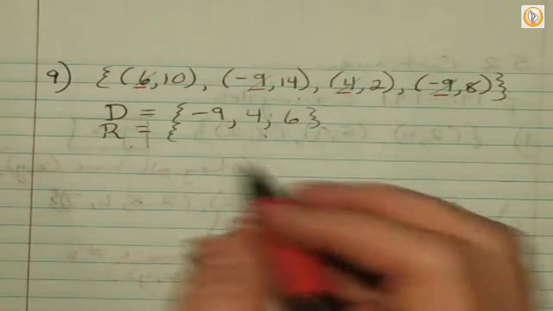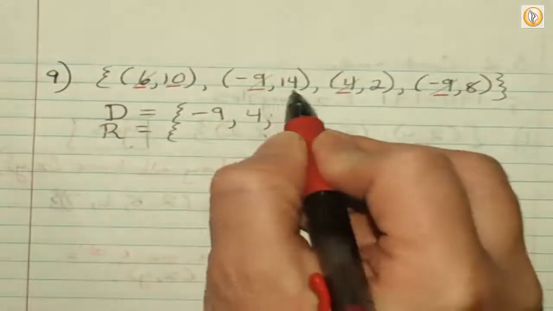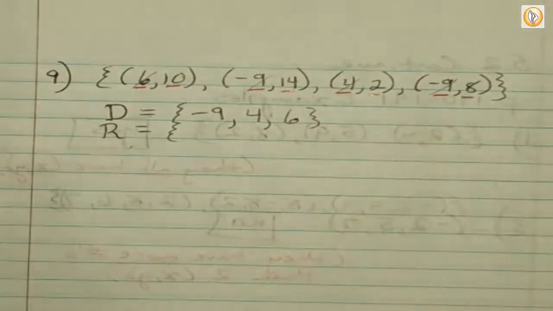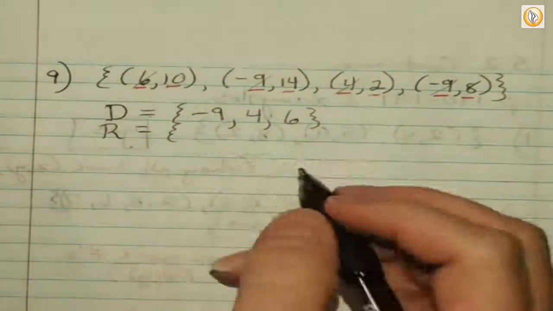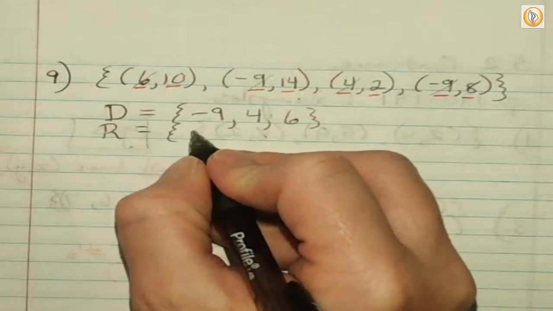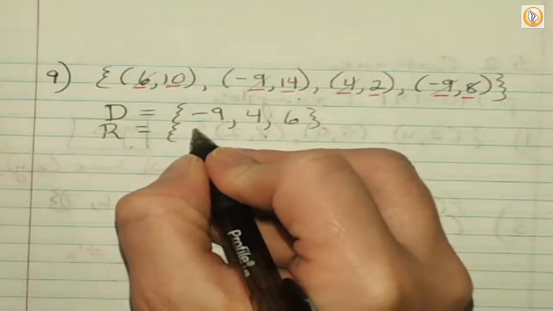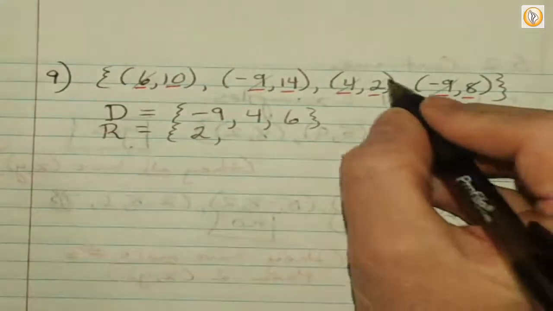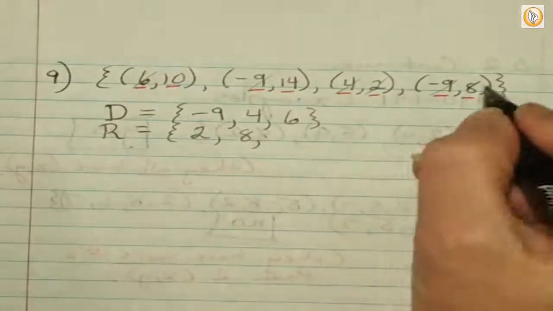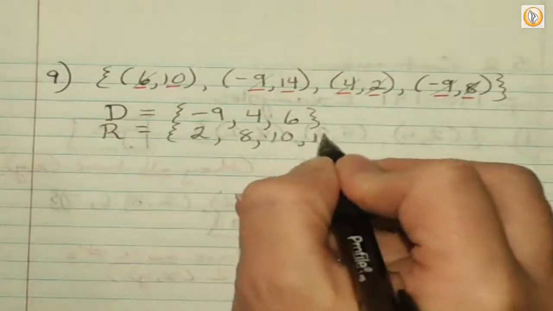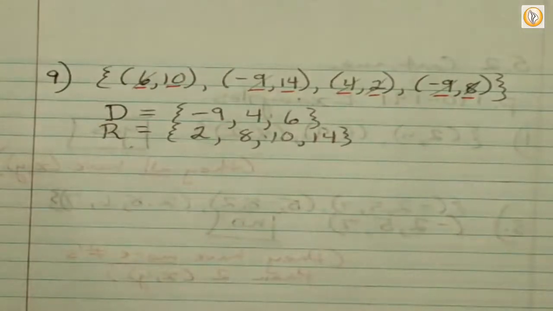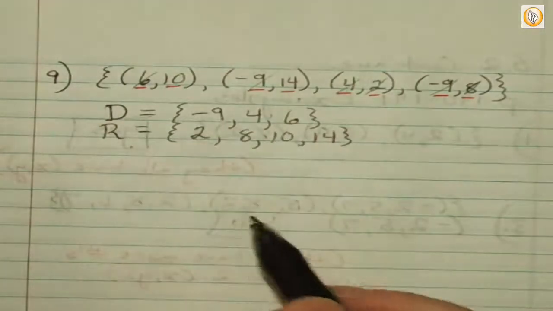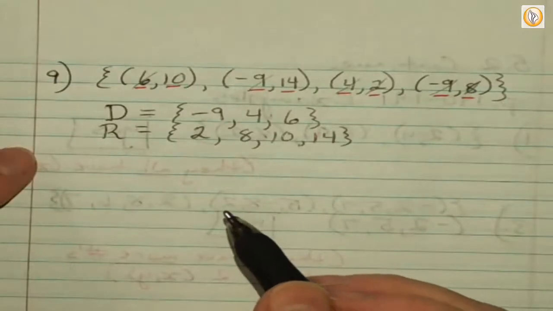All right, so now we're doing range. I have a 10, a 14, a 2, and an 8. What goes first, boys and girls? Least to greatest. 2, and an 8, 10, 14. Thank you. All right, so Matthew, boy in the very back, that is the first part of the question.